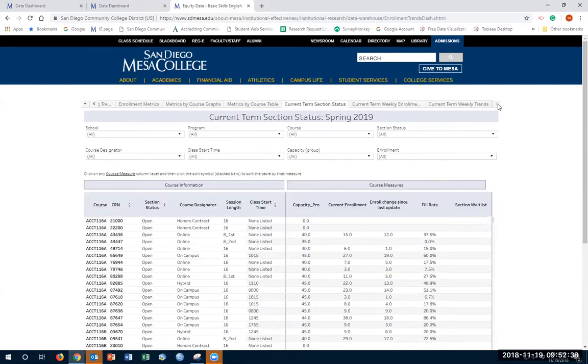And the next 2 look at the current term information. So this current term that we're looking at here is for spring 2019, because that's the term that we're currently registering for. So this would be a place you could look that would give you information about how courses are filling as registration goes on. So this first side includes information about the course, and the second side includes the different measures. So this is capacity, enrollment change since the last time this table was updated, the current fill rate, and the number of students who are currently on the wait list for that section.